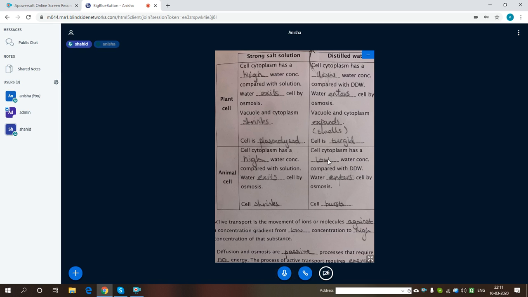The reason I'm confused is I thought that for a plant cell in distilled water, the concentration of water will be more, and then in salt solution, it will be less. That's what I thought, because that's why it would shrink, right? Because water, or is it the opposite way around? It's high water, that's why it shrinks.